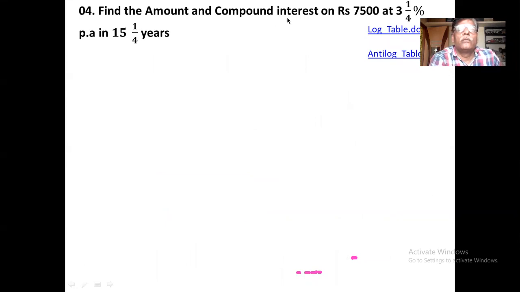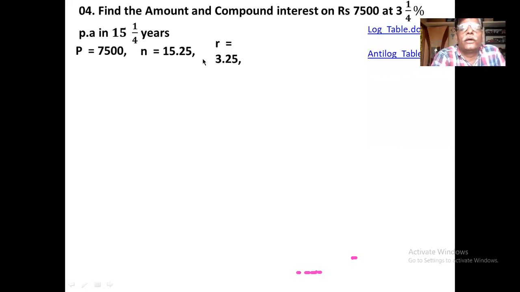Find the amount and compound interest on 7,500 at 4 1/4% per annum for 15 1/4 years. P is 7,500. N is 15.25. 15 1/4 years means 15.25. R is equal to 3.25. You calculate A and I in your home.